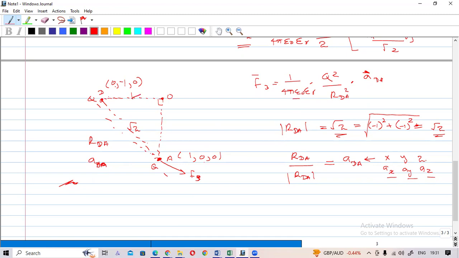This direction is this way, and this direction is this way.